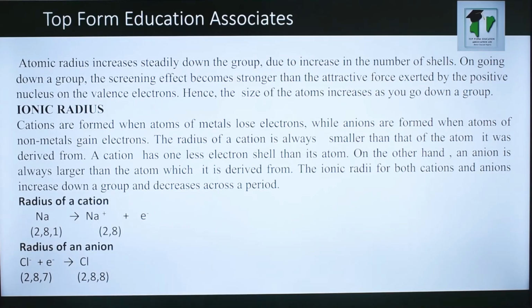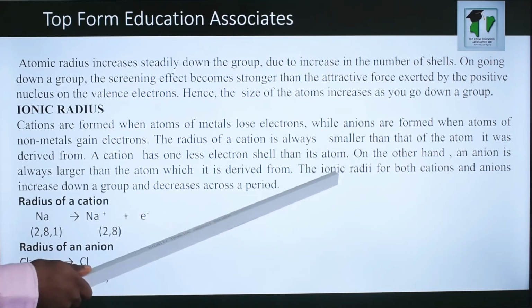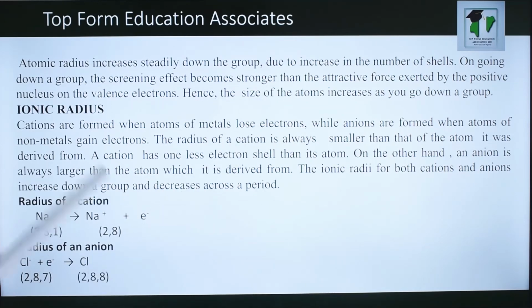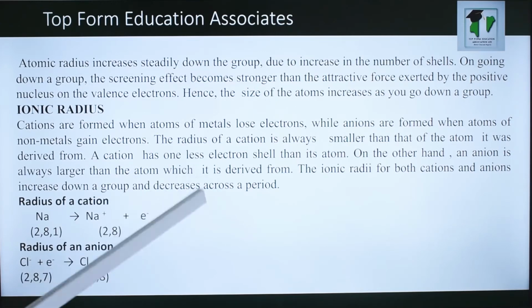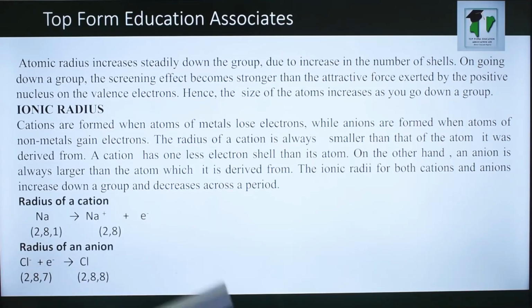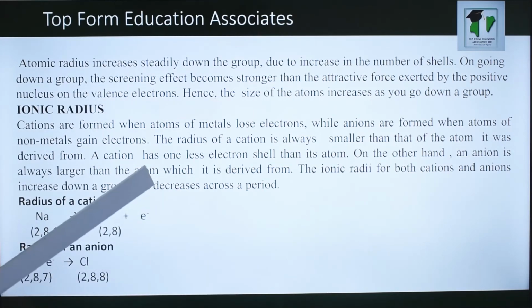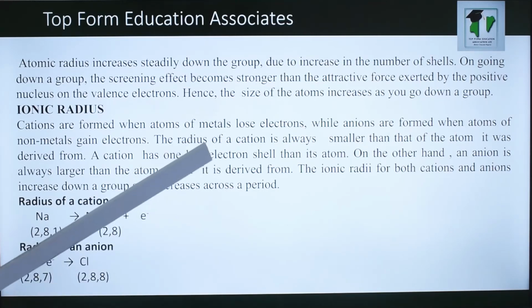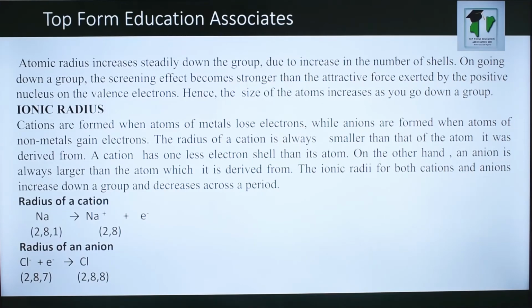So as we go down the group, as we said earlier on, the ionic radii for both cation and anion increase, whereas as you go across the period, the ionic radius for both cations and anions decreases. Now, for the anion, an anion is formed when a nonmetal accepts electron. When a nonmetal accepts electron, there is increase in the number of electrons. Take for instance chlorine. Chlorine atom has atomic number of 17, whereas chloride ion will have 18 electrons. You can see that it has accepted 1 electron. So non-metals form anions.